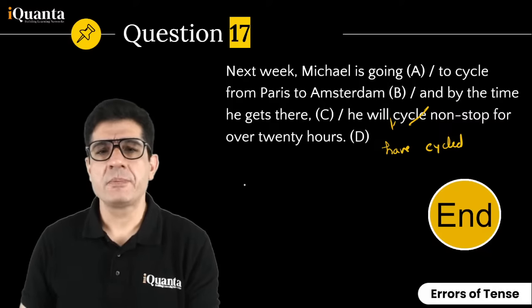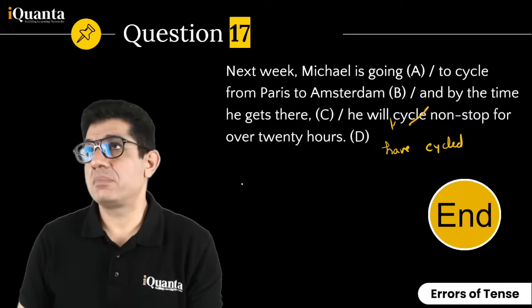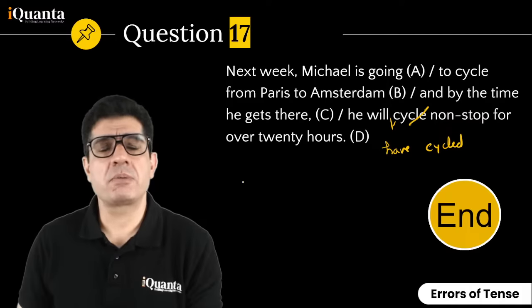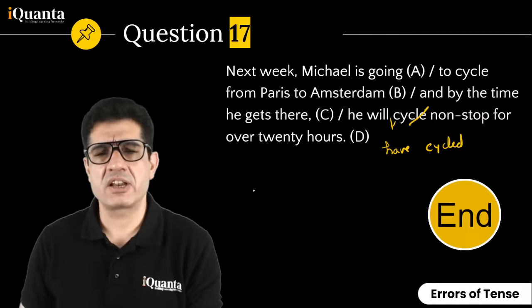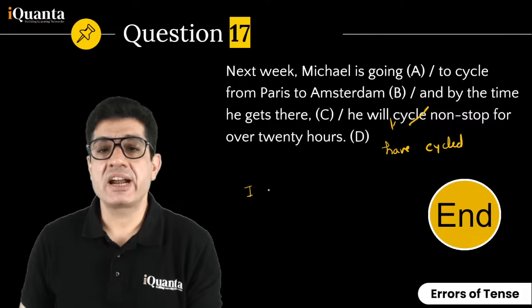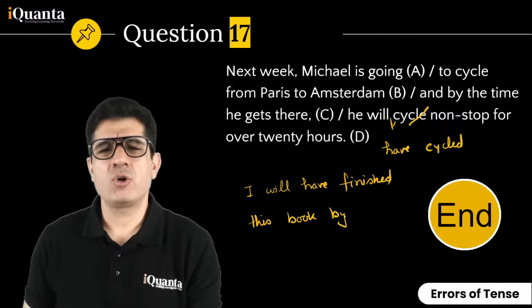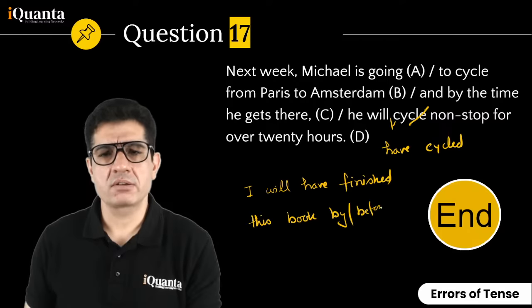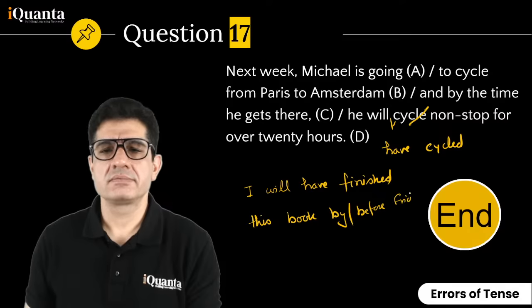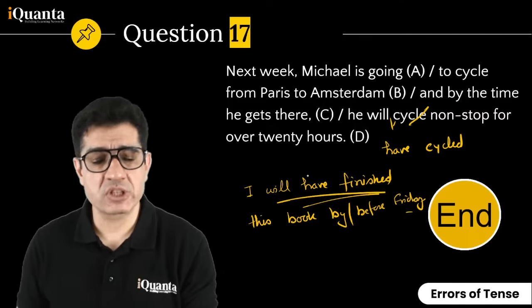Let me give you another one. So let's say that I picked up a book today and I'm reading it now. So I can say that I will have finished this book by, or I can also use before Friday. So you notice will plus have plus verb third form.